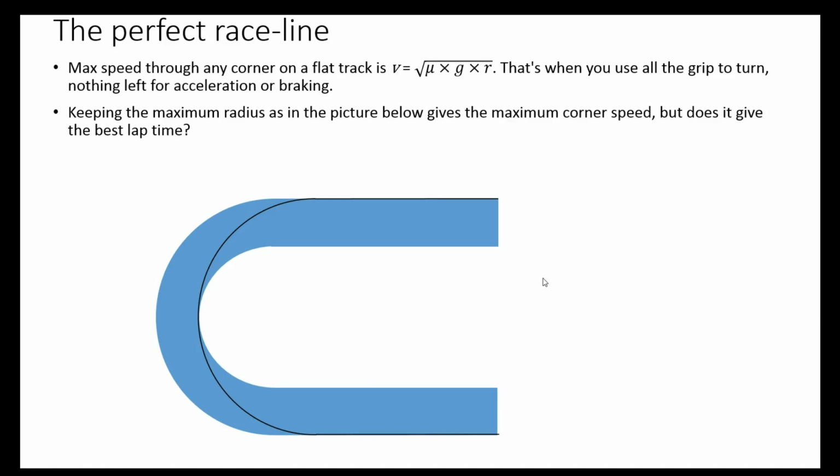Then if we jump into the race line, you can calculate how fast you can go through a corner if you know the radius of the corner and if you know the coefficient of friction. The gravity you can look up in any book of physics. You just multiply them and take the square root, and then you have your maximum speed through the corner.